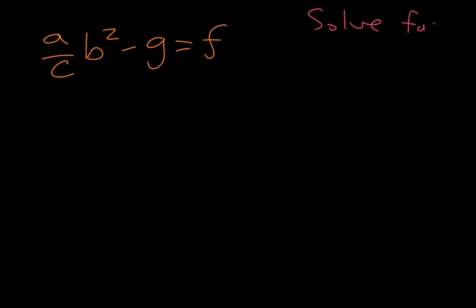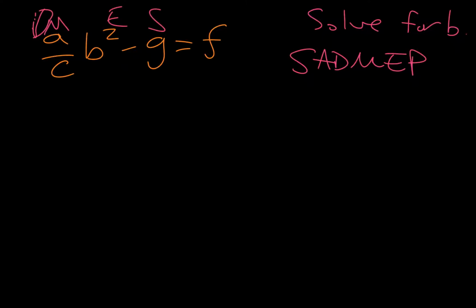Okay, we have two more that we're going to cover. This one we are going to solve for b. And it's already ready for SADMAP. Once again, this fraction we're going to think of as division multiplication, but it's like one step. And then this is exponent, and this is subtraction. Start with subtraction, so we add g to both sides.